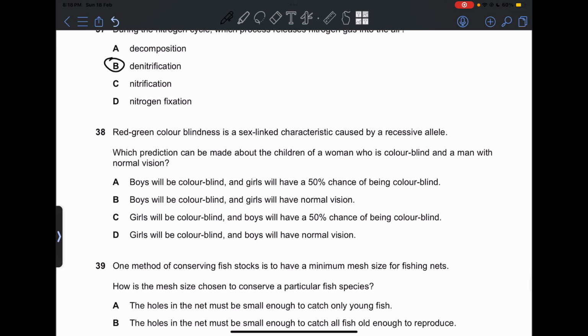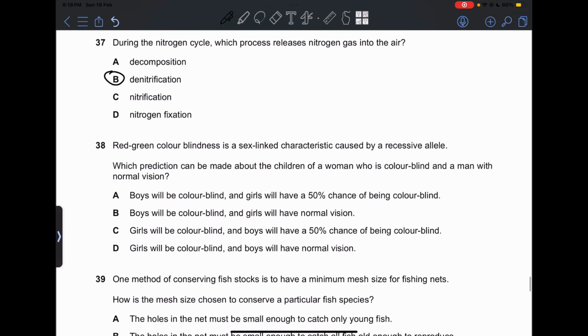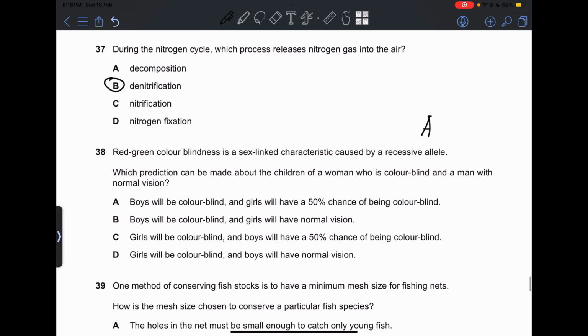38, red green color blindness is sex-linked characteristic caused by recessive allele. Which prediction can be made about the children of a woman who is colorblind and a man with normal vision? So I'm going to be assuming that the man is actually a carrier for the disease, which means that he is heterozygous, and the woman is recessive, so she will have double recessive. So let's cross them together.